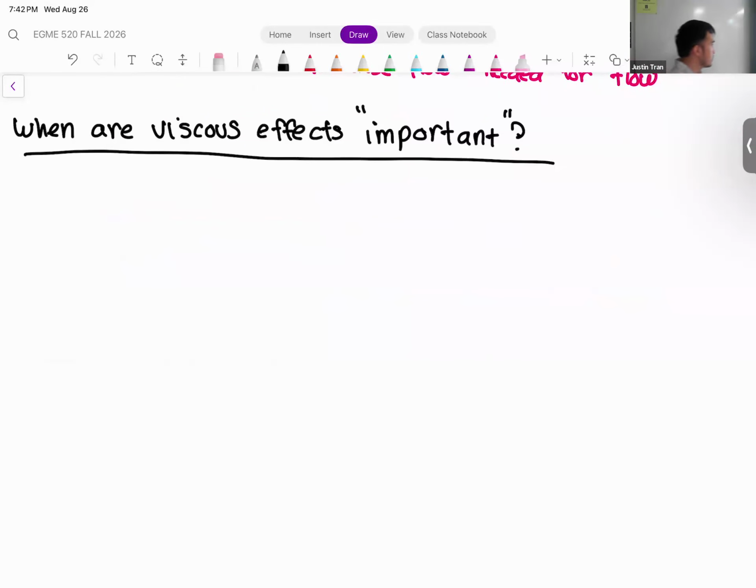All right, it seems kind of a strange question to pose, right? Because it's not like viscosity ever goes away. Viscosity is always present, just like in solid mechanics, friction and air resistance are things that are always there. So what do I mean by asking when viscous effects are important? Well, whenever you have a moving fluid, in reality, there are multiple factors that are competing against each other.